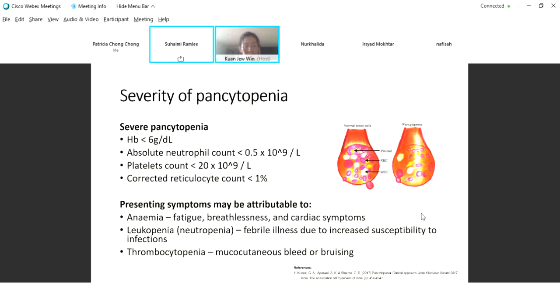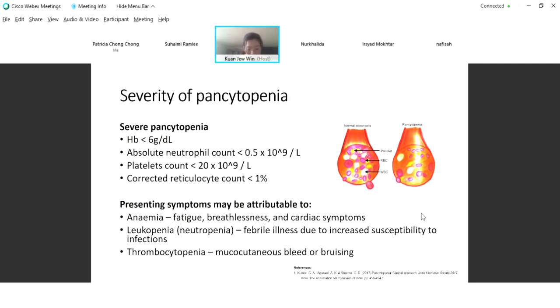To define the severity of pancytopenia, severe pancytopenia is defined as hemoglobin less than 6 gram per deciliter, absolute neutrophil count less than 0.5 times 10 power of 9 per liter, platelet count less than 20 times 10 power of 9 per liter, and corrected reticulocyte count less than 1%.